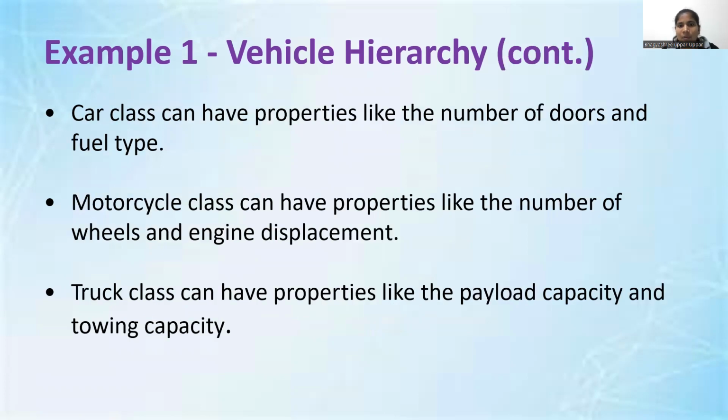Car class can have properties like the number of doors and fuel type. Motorcycle class can have properties like the number of wheels and engine displacement. Truck class can have properties like payload capacity and towing capacity.